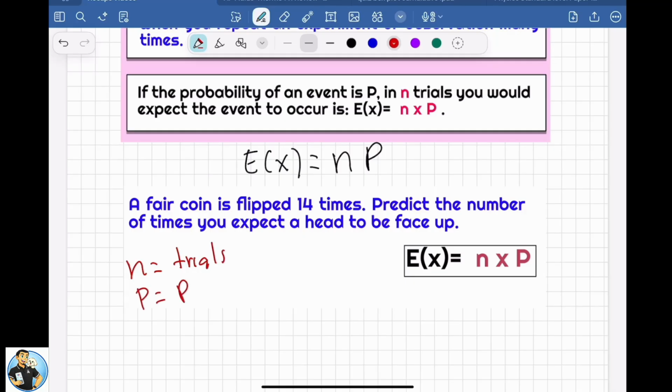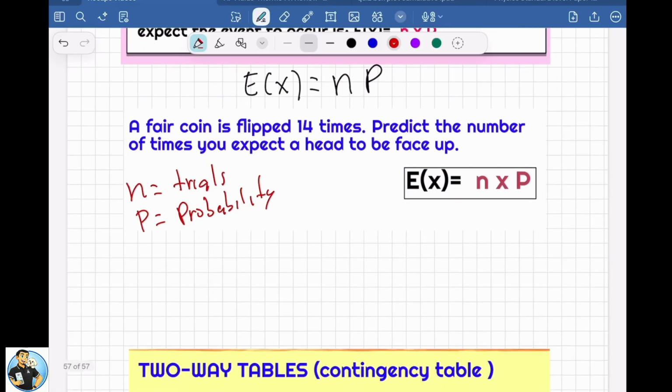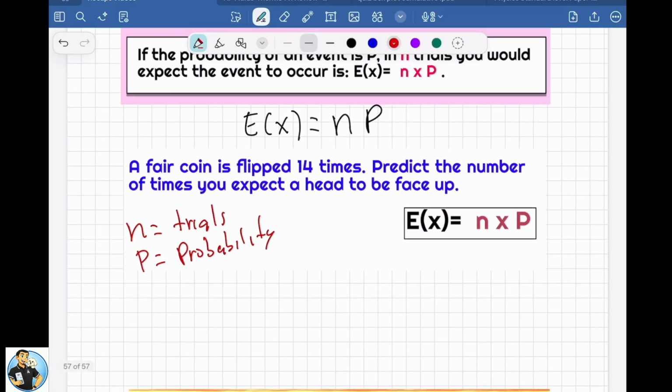P is the probability of the event. So let me explain this better. When we have this example of a coin flipped 14 times, let me highlight this, predict the number of times you expect a head to be face up. This is something theoretical because we are not going to perform the experiment. This is the first thing.